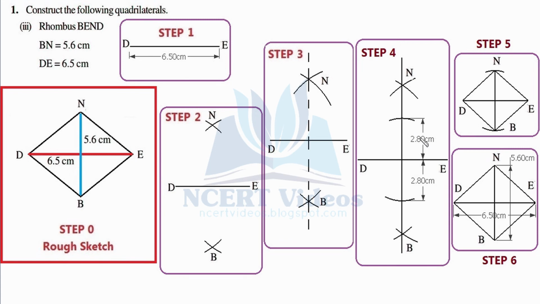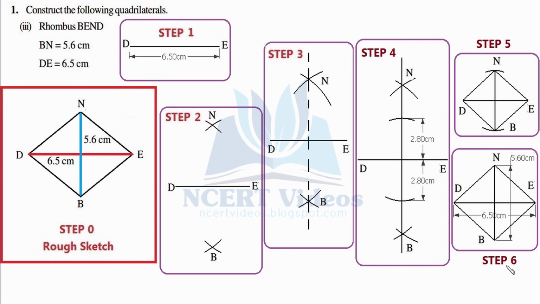After constructing it, in step number 5, the only requirement we have is the intersection point of this arc in the upward direction and downward direction. Rest of the things, that is this thing and this thing, can be erased with the help of an eraser. Now it is just a matter of connecting this point with vertex D as well as with vertex E. Also this intersection in the downward portion with vertex D and E as well. So the same has been done here with the help of a ruler. Rest of the things are erased. With this, we have successfully constructed a rhombus BEND.